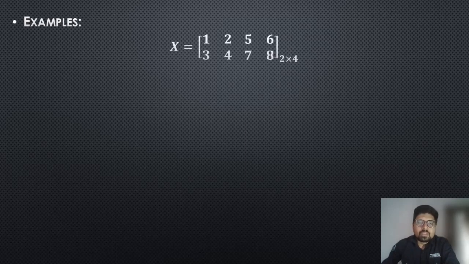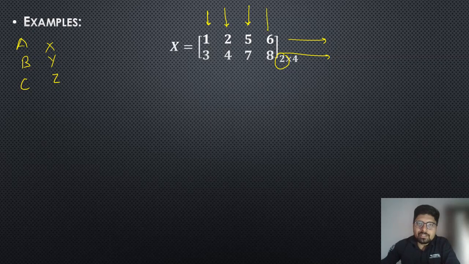Example. So you can see this matrix X. Matrices are always denoted by capital A, capital B, or capital C, or capital X, Y, and Z. So this matrix X has two rows, first row this, and this is second row, and 4 columns. This is column number 1, column number 2, column number 3, and this is column number 4. So this is a 2 by 4 matrix.